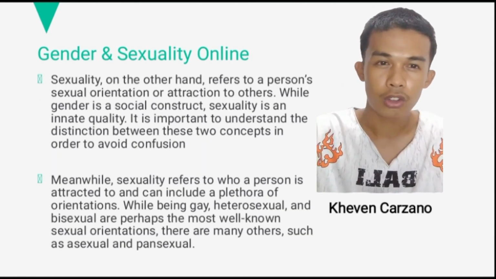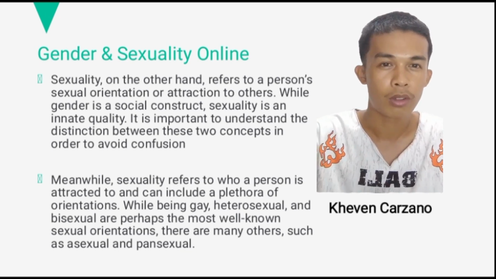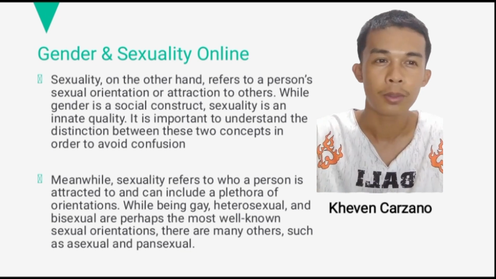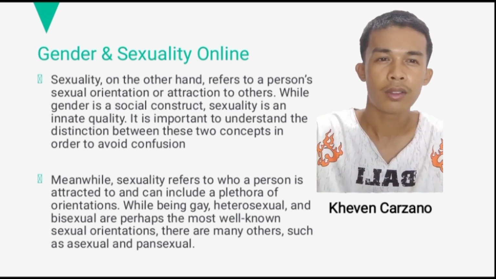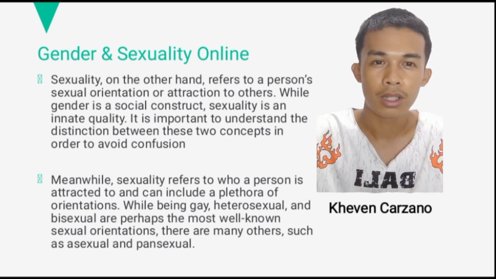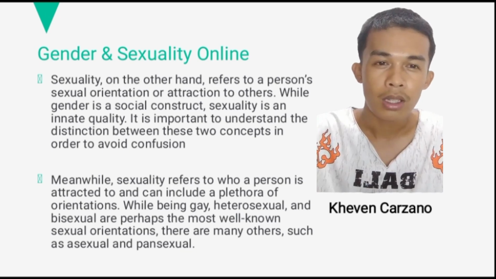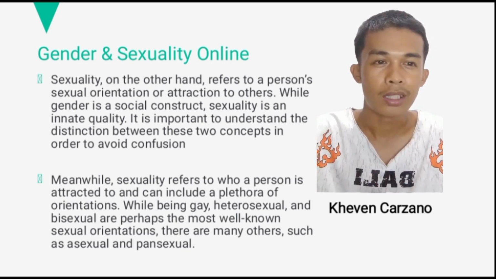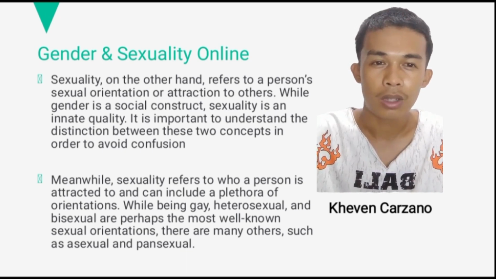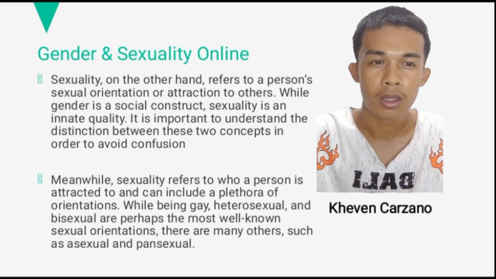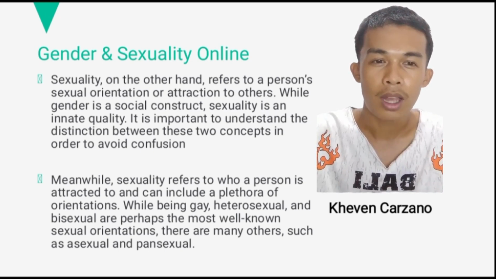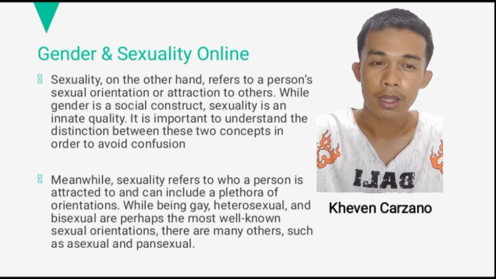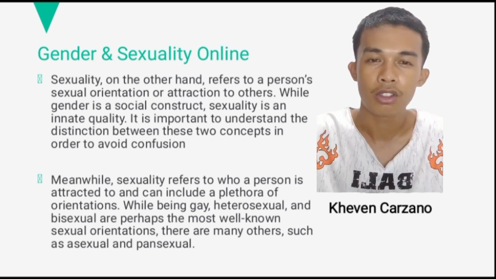Gender is socially constructed and is one's innermost concept of themselves as a man, woman, and non-binary person. People define their gender identity in a variety of deeply personal ways that can include man or woman, but can also extend to other identities. Meanwhile, sexuality refers to who a person is attracted to and can include a plethora of orientations. While being gay, heterosexual, and bisexual are perhaps the most well-known sexual orientations, there are many others such as asexual and pansexual.